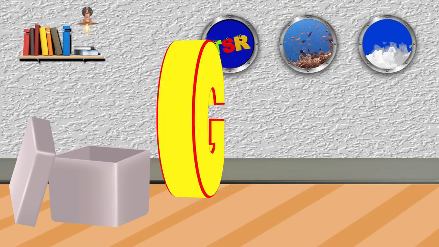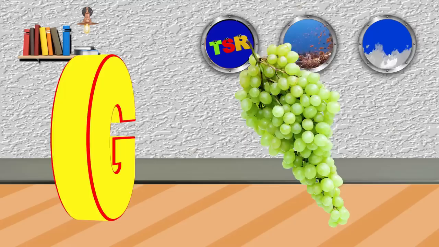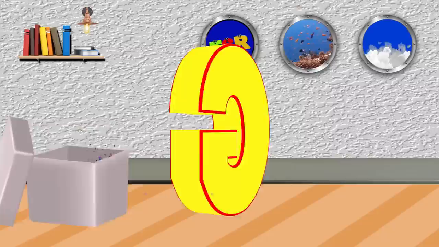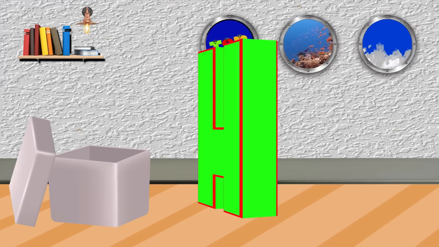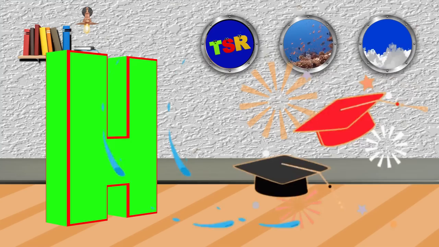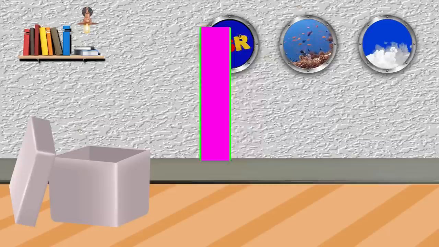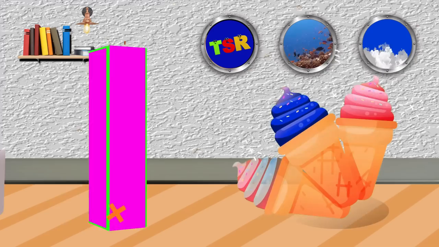G for grapes. H for hat. I for ice cream.